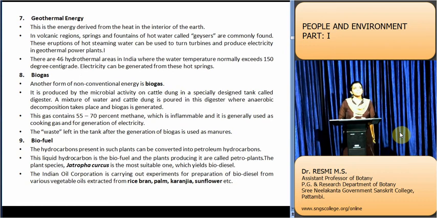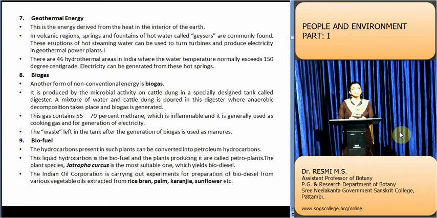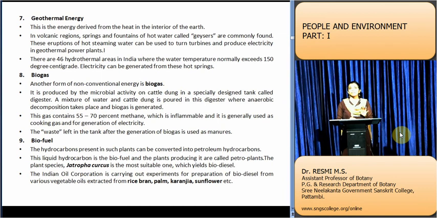And the most eco-friendly one among them is biogas, which is again a non-conventional form of energy that we produce artificially. It is usually produced by microbial activity on cattle dung in a specialized tank called a digester. A mixture of water and cattle dung is poured into the digester under anaerobic conditions, because the absence of oxygen is very much required for biogas production.